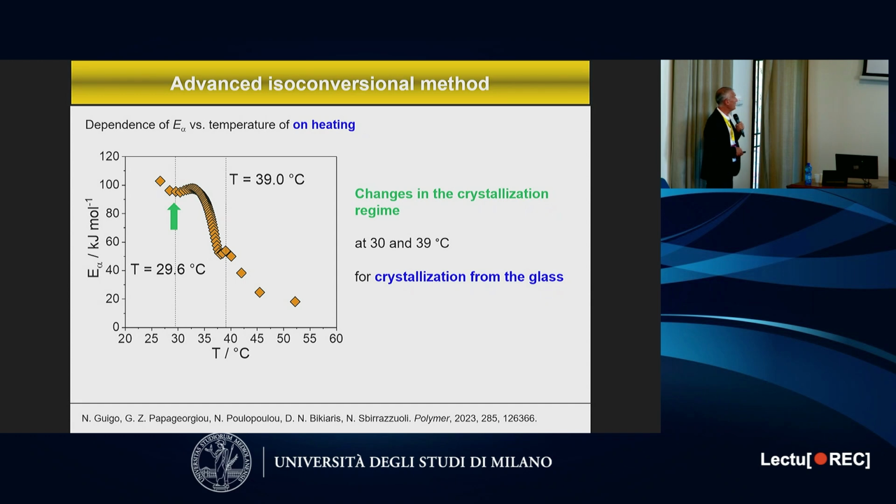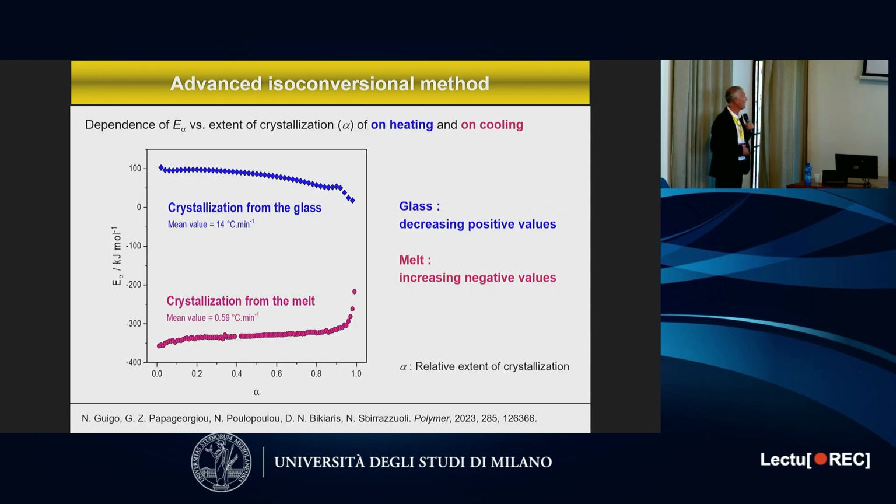We did the same for heating, so crystallization from the glass. The conclusion is similar. We have a complex process, a multi-step process, and we also identify some change in the crystallization regime. So now if we plot this variation as a function of relative extent of crystallization, this is what we obtain. If you look at the crystallization from the glass in blue, you see that we have positive decreasing value. And then if you look at crystallization from the melt, you see that we have negative increasing value.